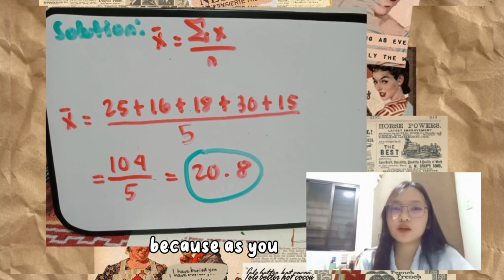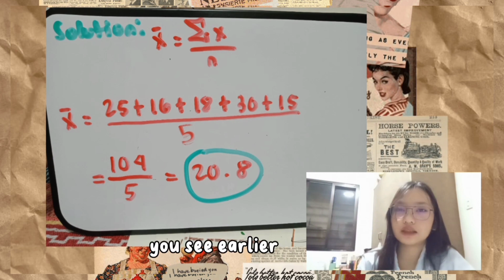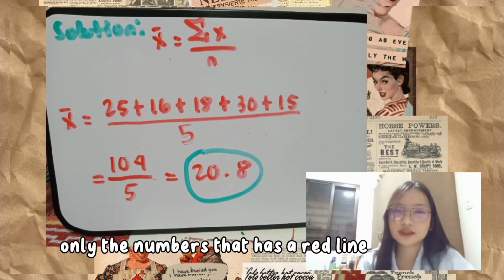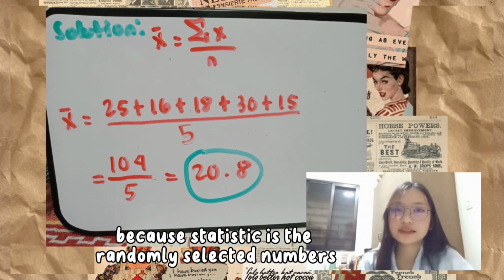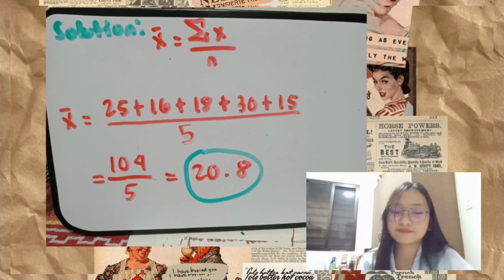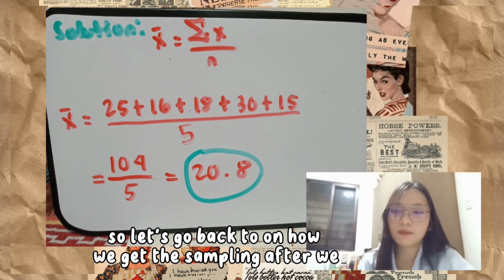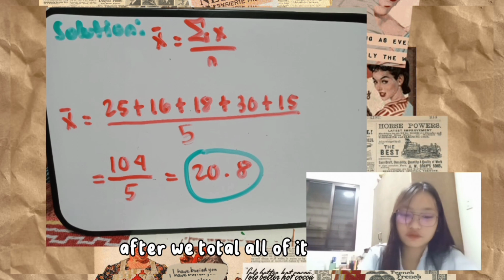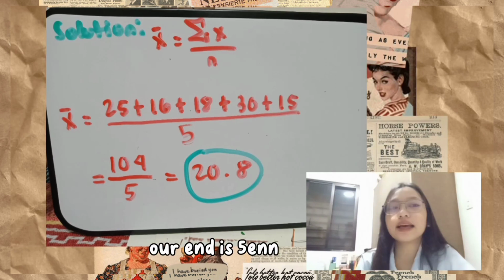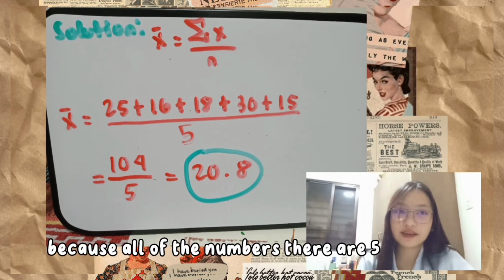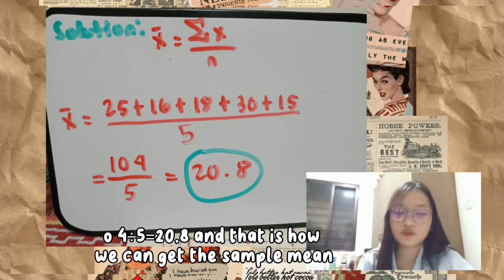to compute? Because as you saw earlier, only the numbers that have a red line are the ones that we will compute, because a statistic is the randomly selected numbers. So let's go back to how we get the sample mean. After we total all of it, which is 104, we need to divide it by 5. Our n is 5 because there are 5 numbers there. So 104 divided by 5 is equal to 20.8. And that is how we can get the sample mean.